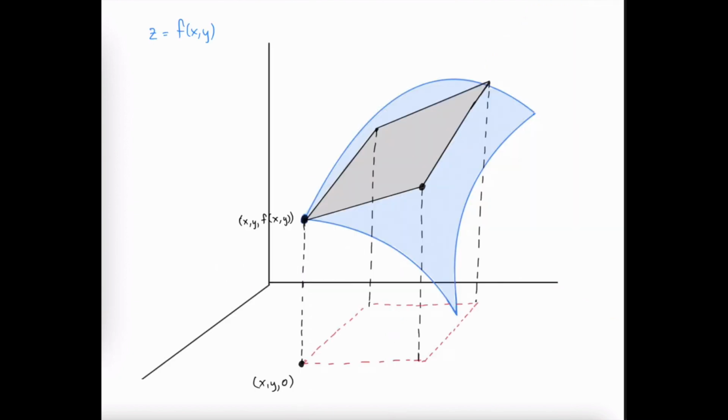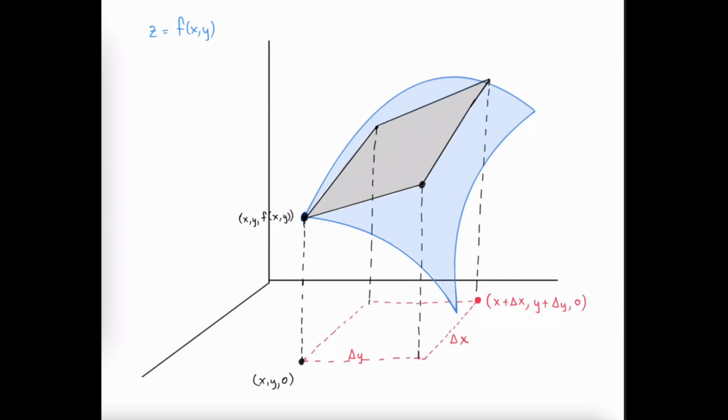Now let's move away from this domain element, a change in the direction of y and a change in the direction of x. So that we're now at a domain element back here where the x value has been altered by a small change in x and the y value has been altered by a small change in y. And again, since we're in the floor, the z coordinate is 0.